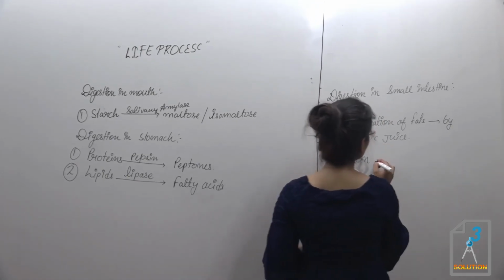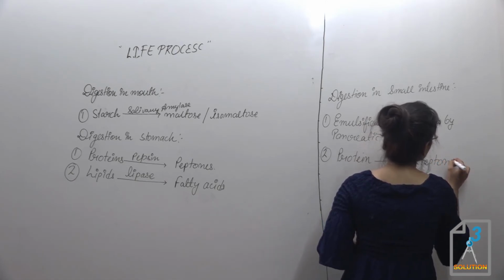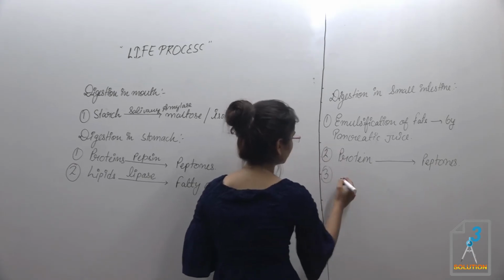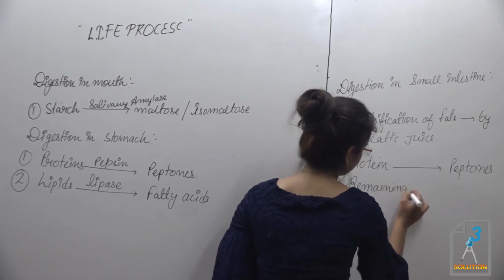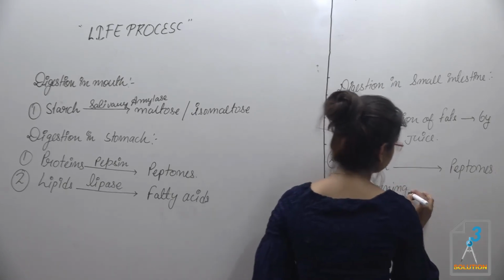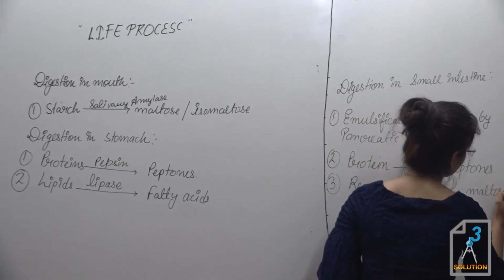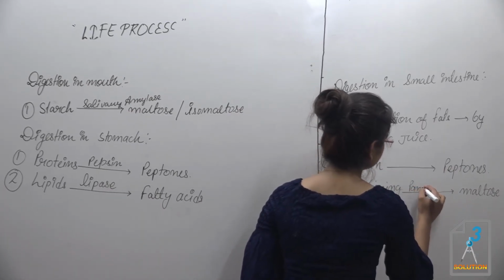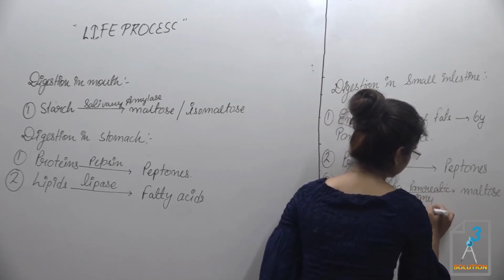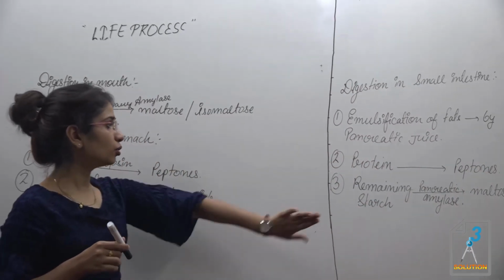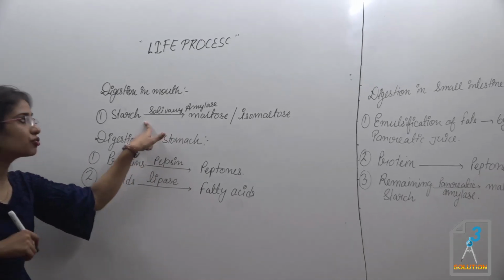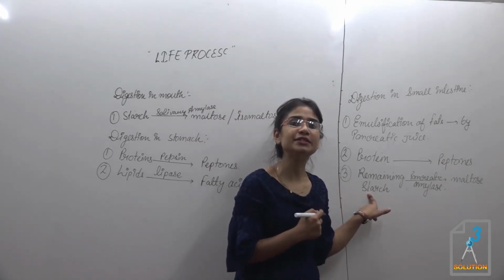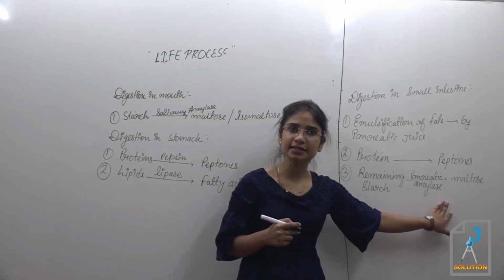Again, protein will be digested into lactose, and the remaining starch into maltose by the enzyme pancreatic amylase. Yes, this is the thing. The starch digestion was taking place inside the mouth, but the remaining starch which was not completely digested inside the mouth will be digested inside the small intestine by using the enzyme pancreatic amylase. The remaining protein will also be converted into the proteins.